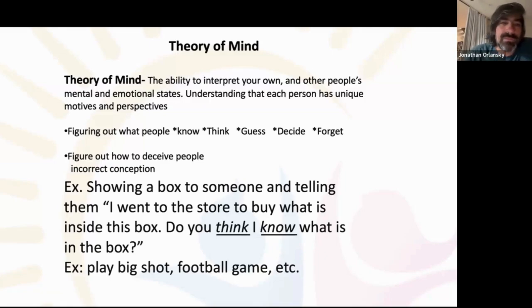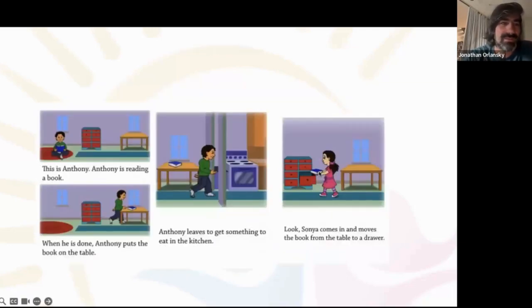So, figuring out how to deceive people, incorrect conceptions. Okay, so showing a box to someone and telling them, I went to the store to buy what is inside this box. Do you think I know what is in this box? It's an interesting question, but I think the answer everyone would give is yes. I bought it, so I probably know what's in it. Based on the experience and the information that I've provided you, yes, I know what you know, and I think that about you based on what I've been told.